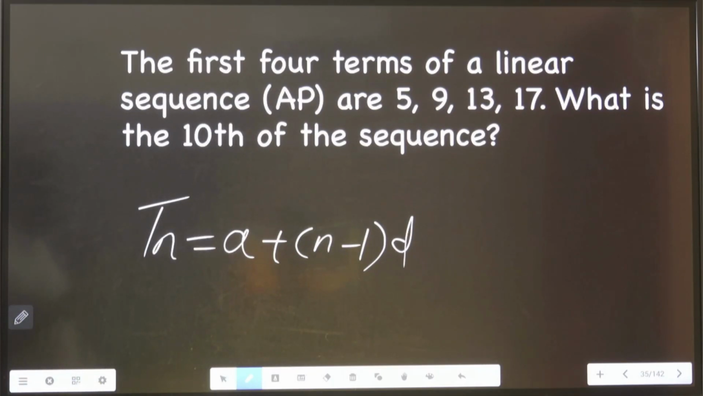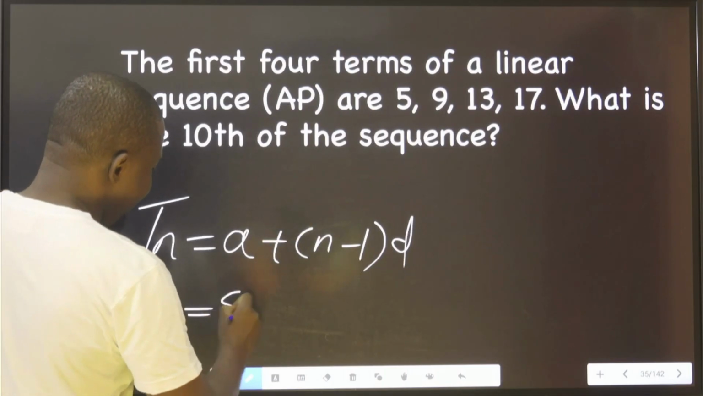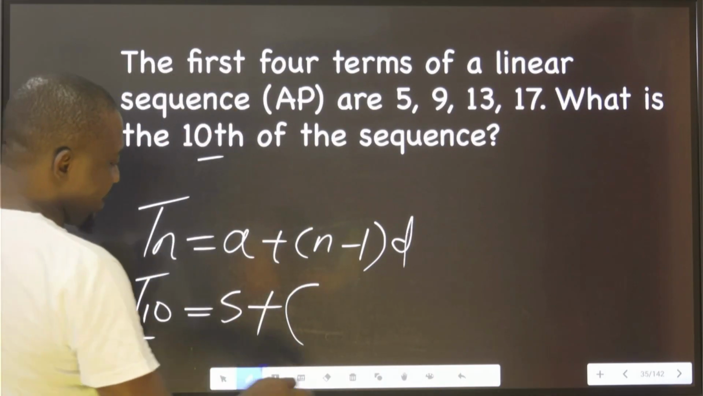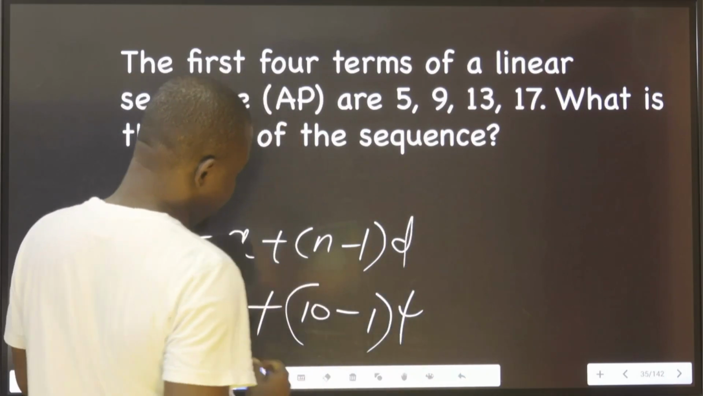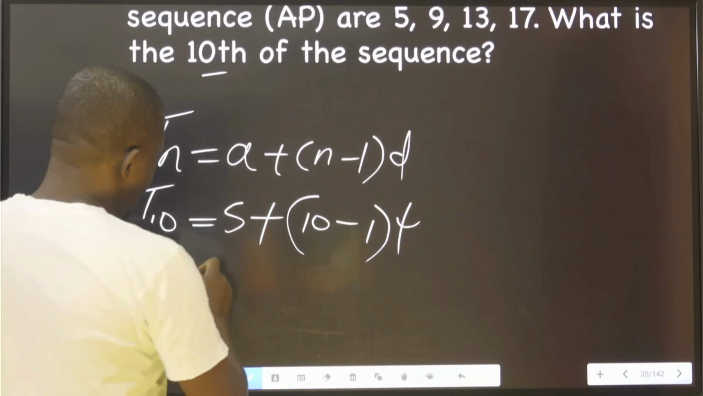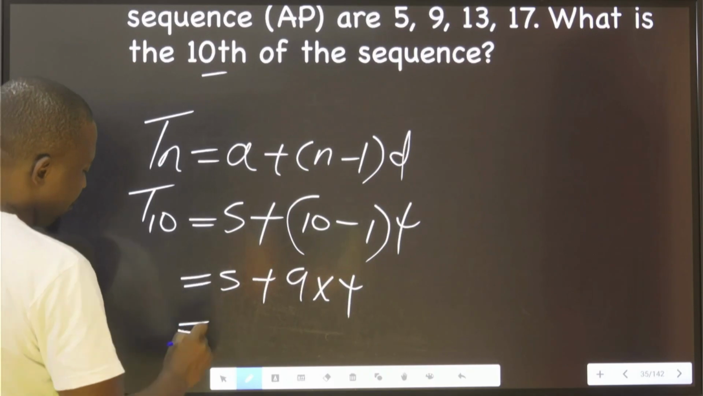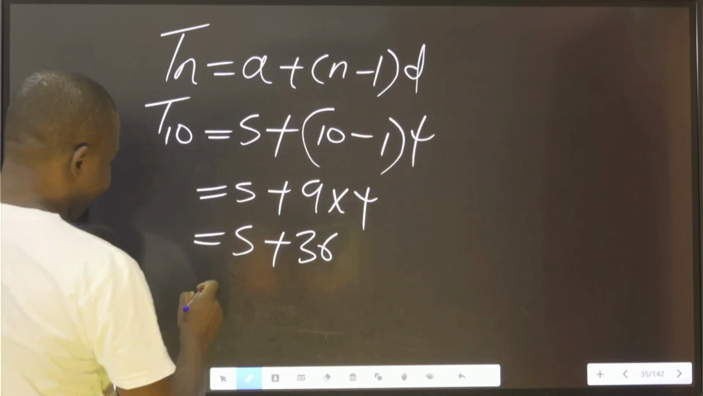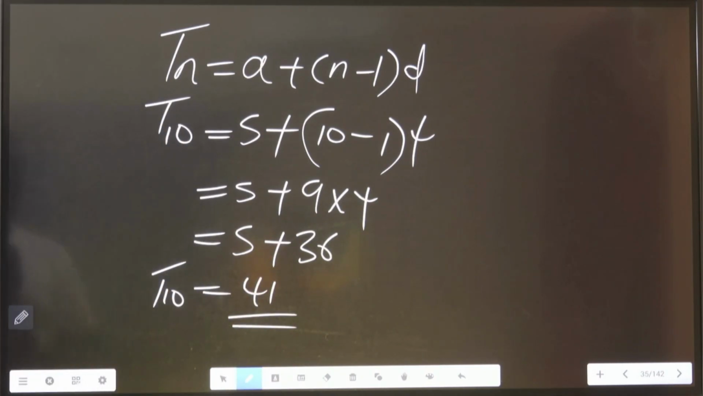Now, we are asked to find the 10th term. The first term is 5, and we are looking for the 10th term, as you can see in this place. The common difference is 4. That is 5 plus 9 multiplied by 4. You agree with me that that is plus 36, which is 41. So this is what? 41.